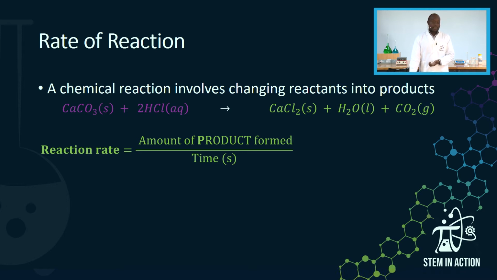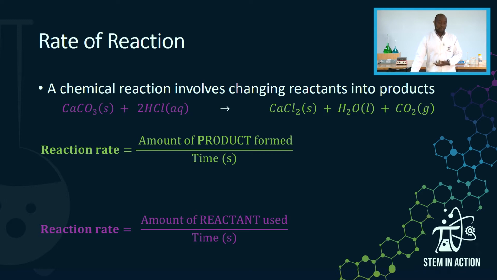So if we can find an instrument that can allow us to measure the rate at which calcium chloride is accumulating, or the rate at which water is accumulating, or carbon dioxide is accumulating, we can use that rate to determine the average rate of the full reaction, right? Another way we can measure the rate of reaction is by using the reactants. So we can use this formula which says that reaction rate is equal to the amount of reactants used over time. So as the reaction progresses, we are going to be using up our reactants, and we can use the rate at which those reactants are getting used up to decide on the rate of the reaction.